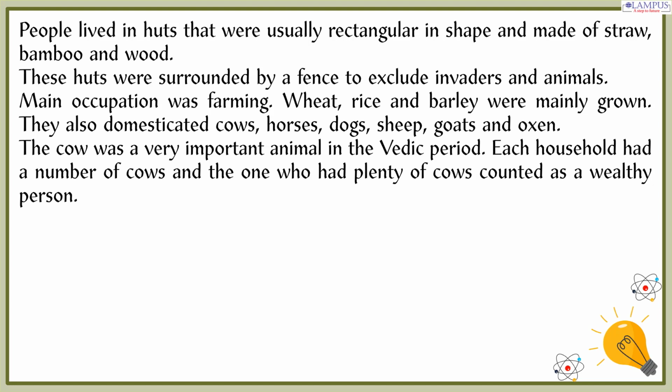The main occupation was farming. Wheat, rice and barley were mainly grown. They also domesticated cows, horses, dogs, sheep, goats and oxen. The cow was a very important animal in the Vedic period. Each household had a number of cows, and the one who had plenty of cows counted as a wealthy person.